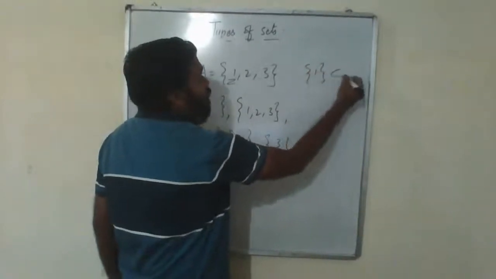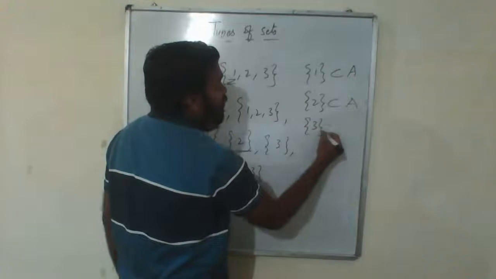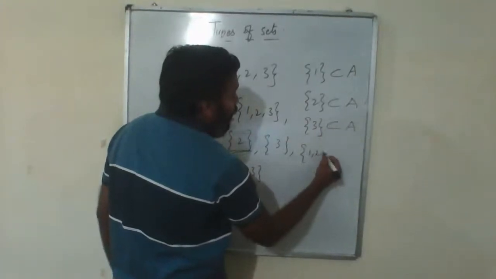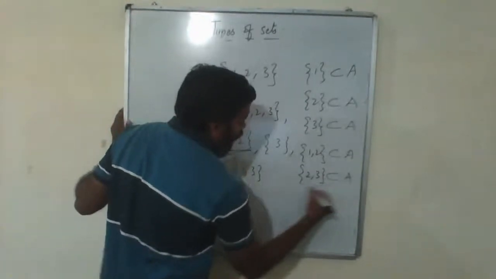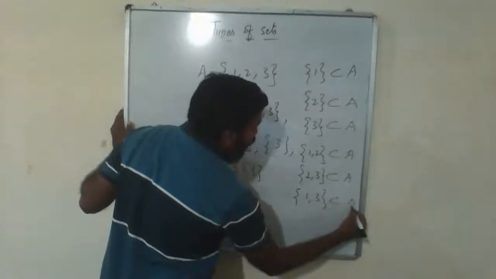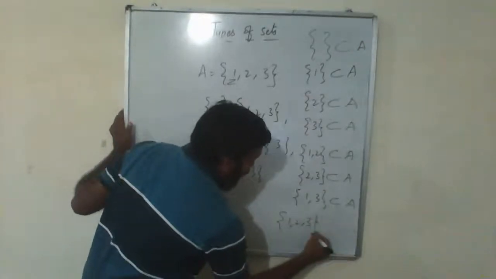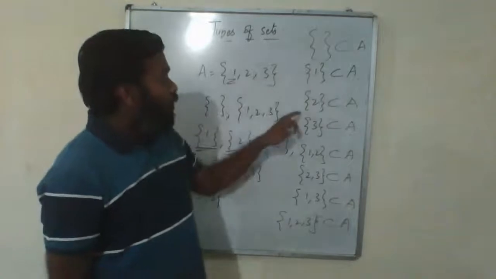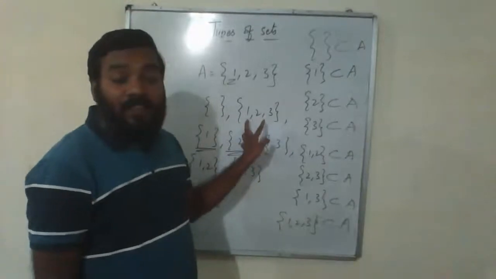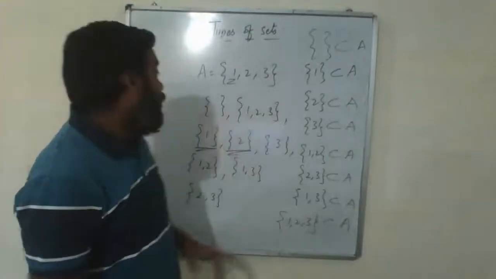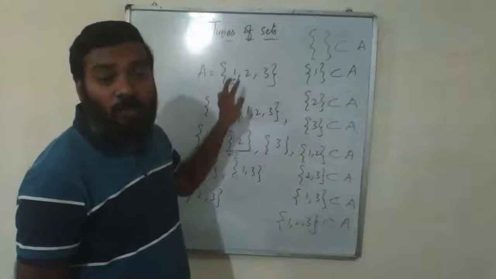1 is a subset of A. 2 is a subset of A. 3 is a subset of A. 1 comma 2 is a subset of A. 2 comma 3 is a subset of A. 1 comma 3 is a subset of A. The null set is a subset of A and the same set is a subset of A. That means the null set and the same set are subsets of every set.